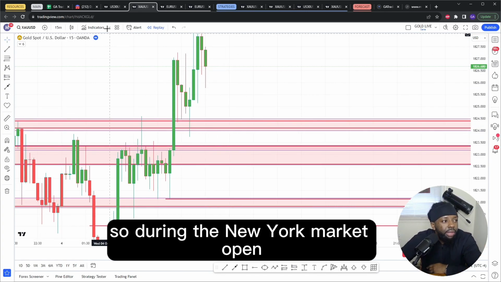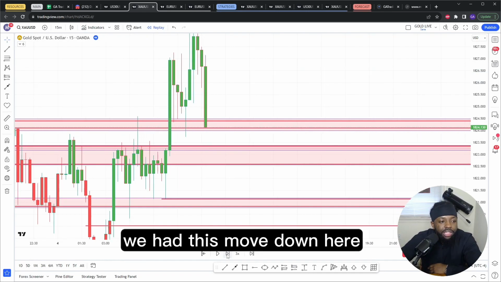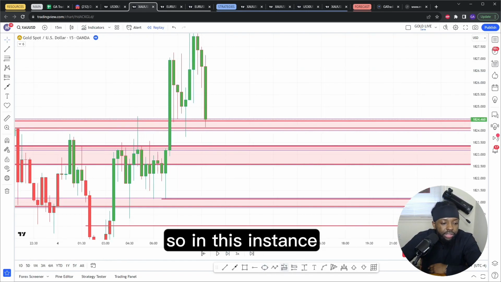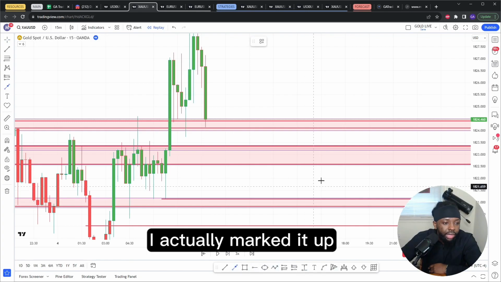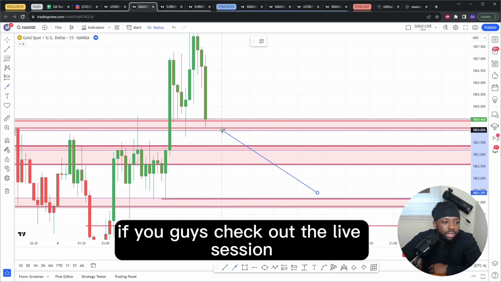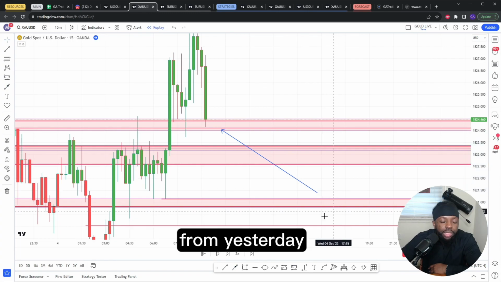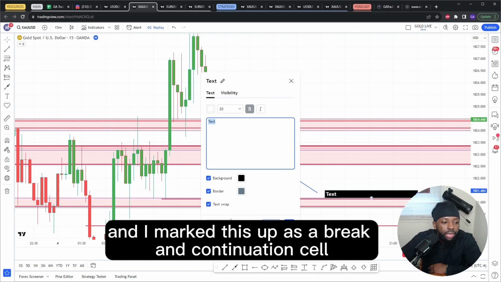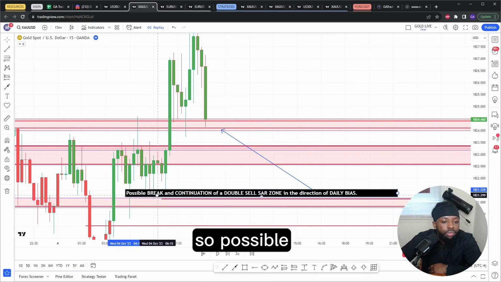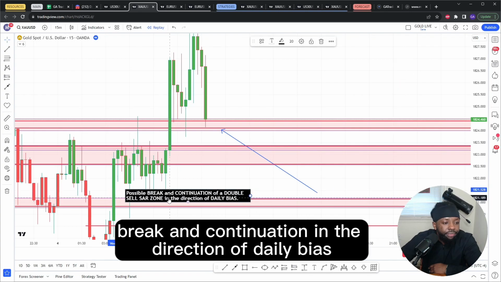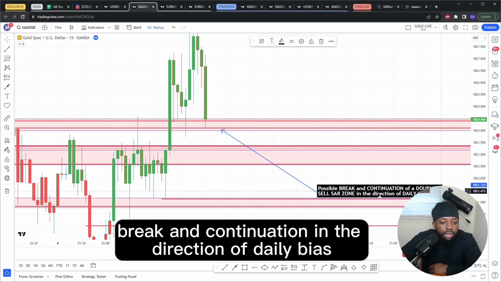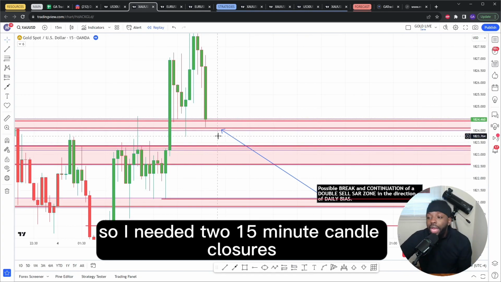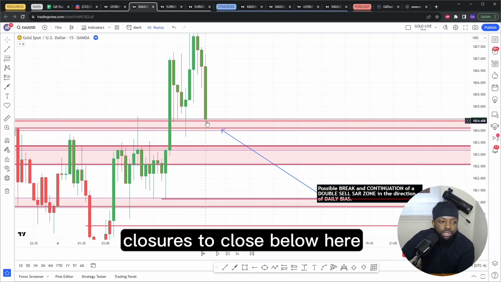So during the New York market open, we had this move down here. In this instance, I actually marked it up. If you guys check out the live session from yesterday, I had marked this up as a break and continuation sell, so possible break and continuation in the direction of daily bias. So I needed two 15-minute candle closures, consecutive 15-minute candle closures, to close below here.